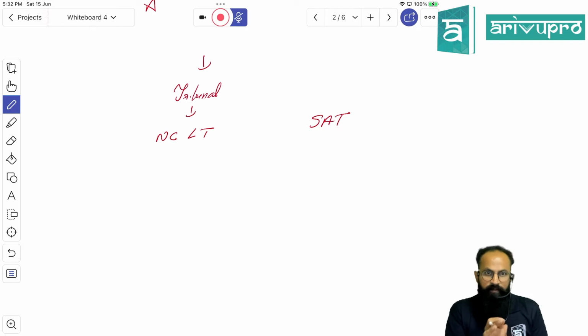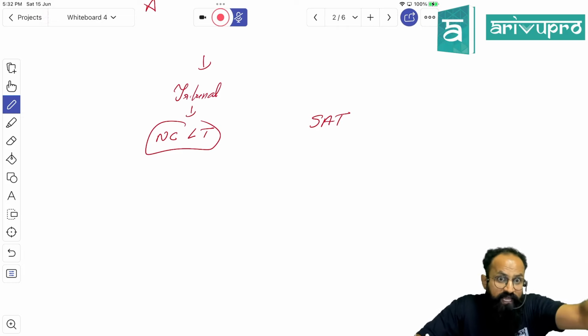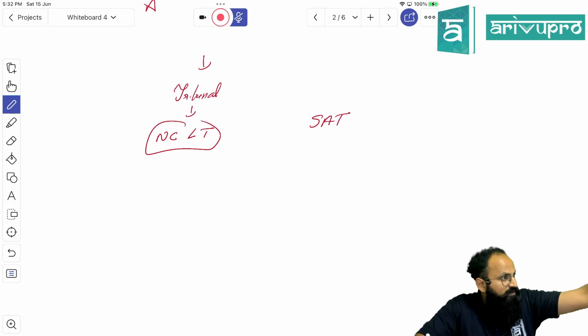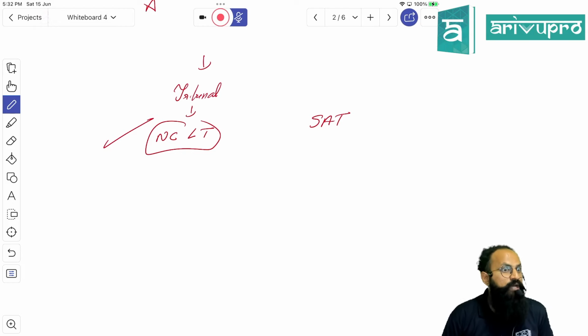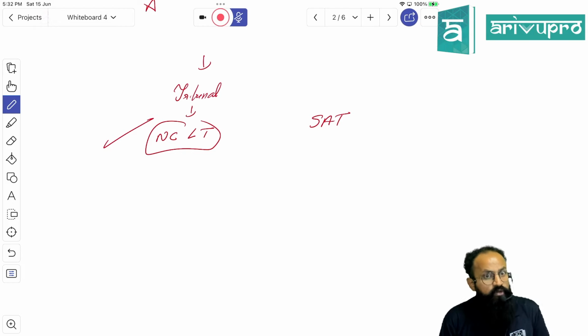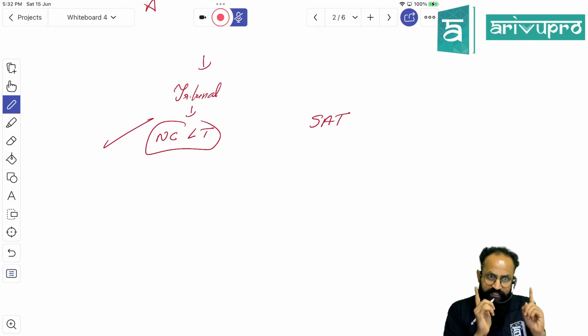Understood? Definitely, NCLT hears company law, LLP, and you would have heard of insolvency and bankruptcy. That all will be handled by NCLT only. Is that clear to all of you? I am trying to explain who the authorities are that come under the Companies Act.